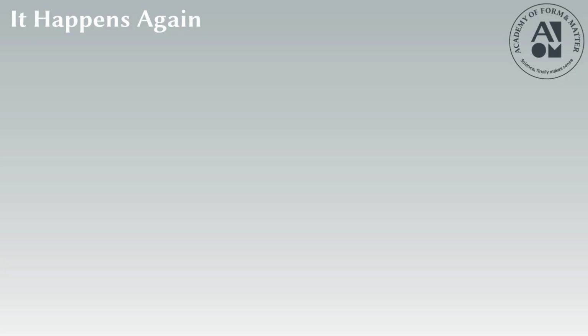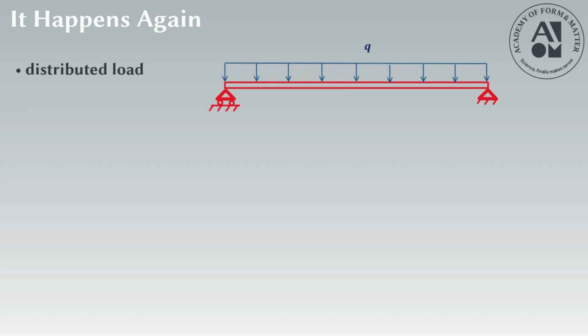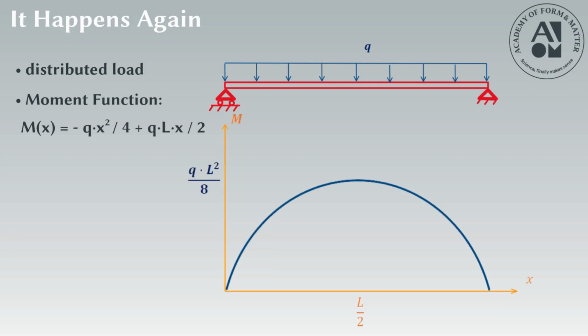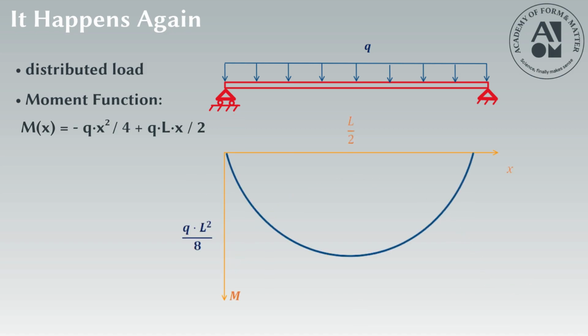But then we try a uniformly distributed load. Again, we solve the beam using the method of sections. Again, the mathematics gives us a perfectly logical result. A downward opening parabola, a shape that follows directly from the equations. And then once more, we mirror the entire diagram. The sad parabola becomes a smiling one. At this point, most students stop asking questions and simply accept the convention.